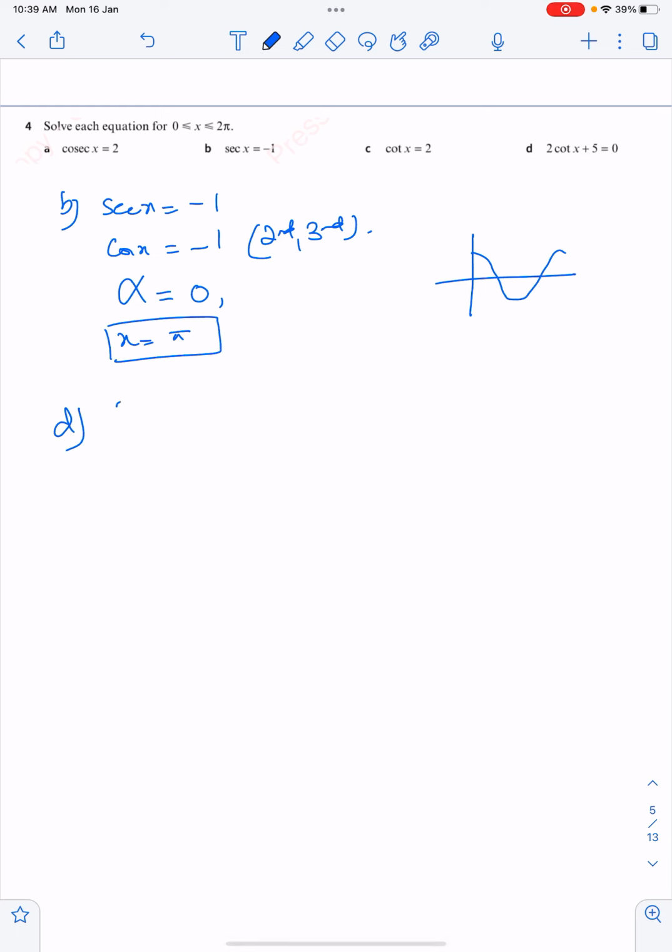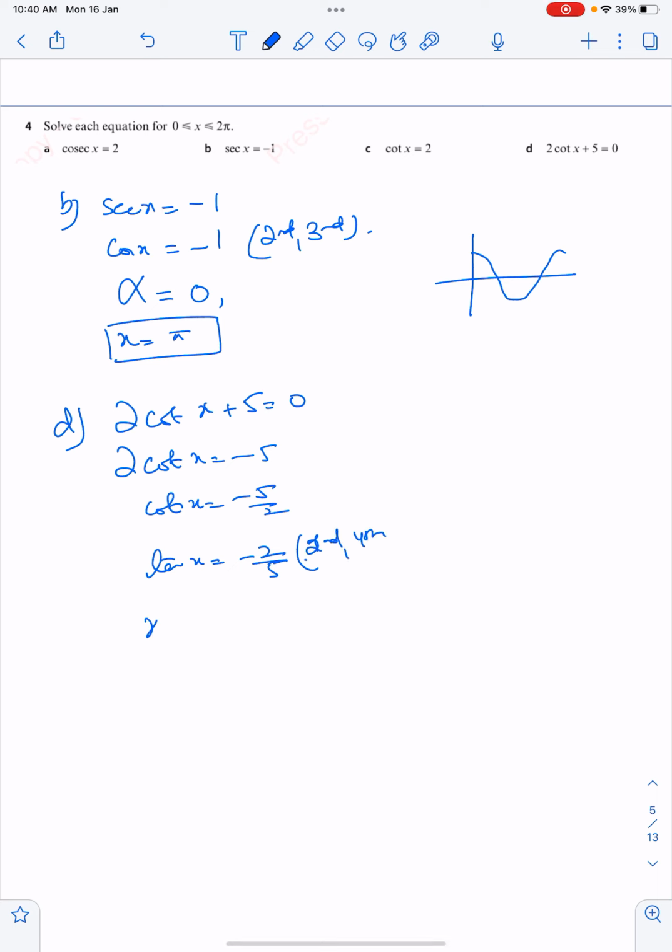Okay, moving on to the D part, it says 2 cot of x plus 5 equals 0. 2 cot of x equals -5, cot of x equals -5 upon 2. Reciprocating both sides will give me tan of x equals -2 upon 5. Now tan is negative in the second and the fourth quadrant. Finding out the basic angle, keeping the angle in radians, tan inverse of 2 upon 5, or tan inverse of 0.4. The basic angle is 0.38.